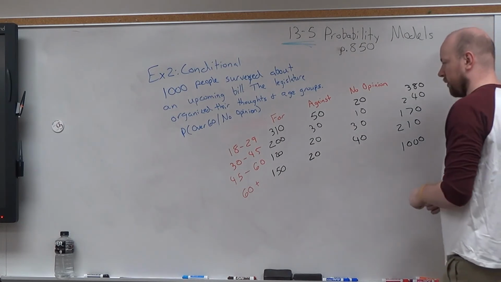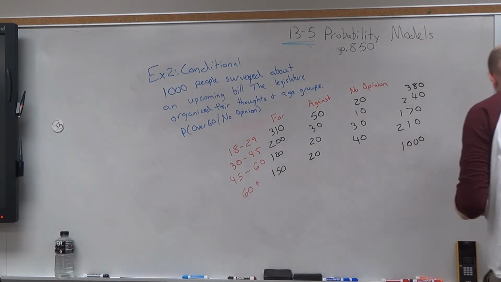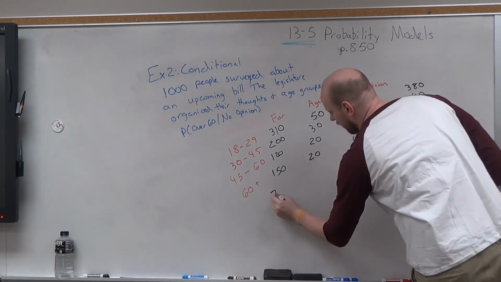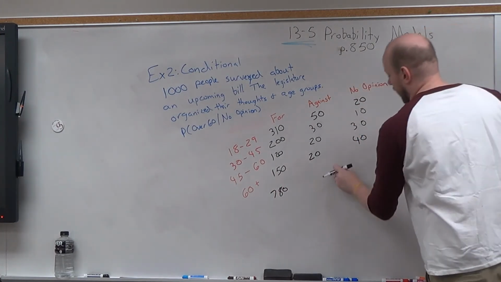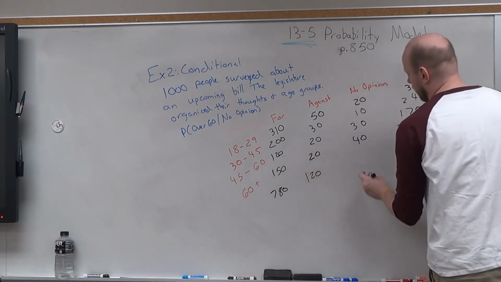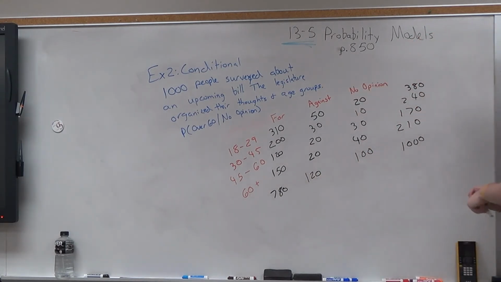Now, if we were to take the total of our for category, we get 780 people were for the category. We had 120 who were against, and then we had 100 people with no opinion.